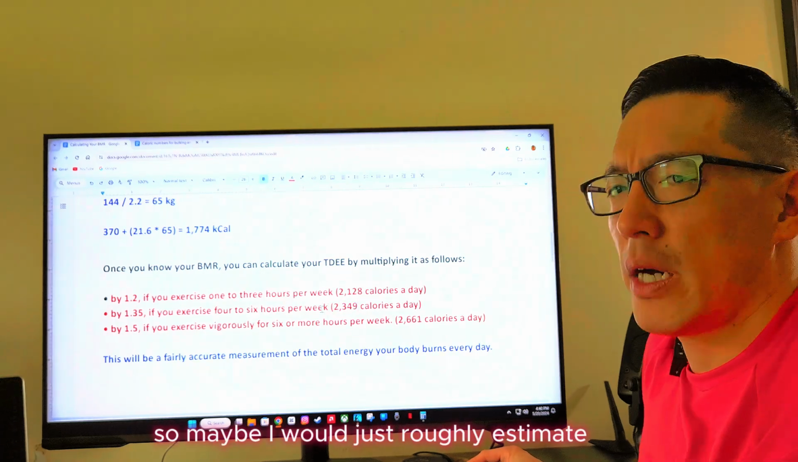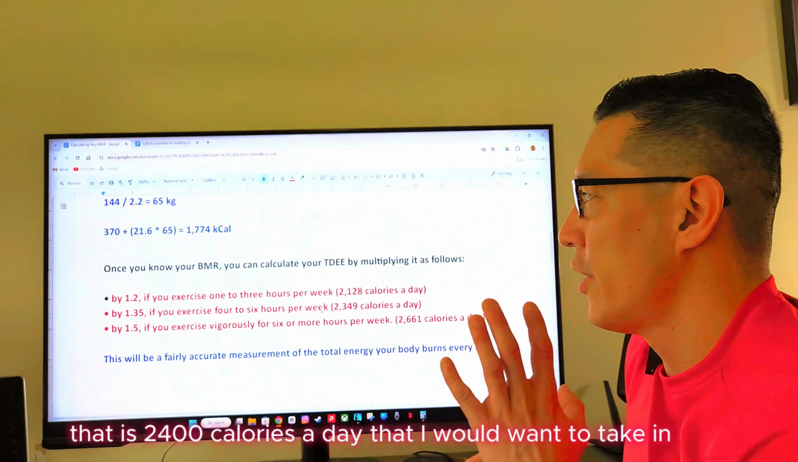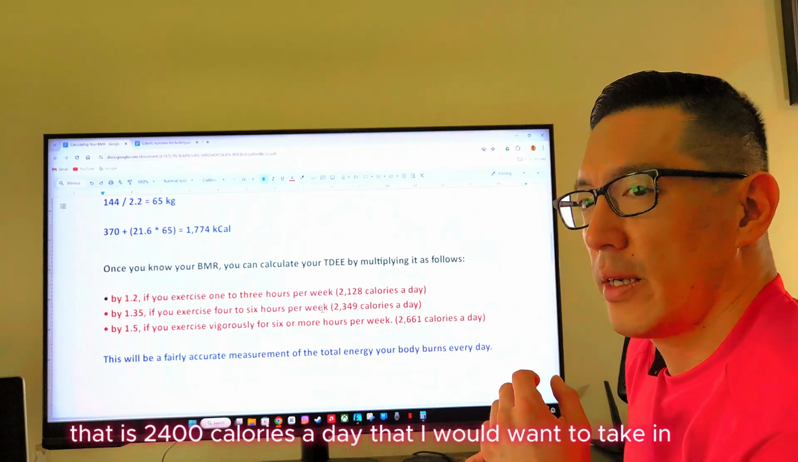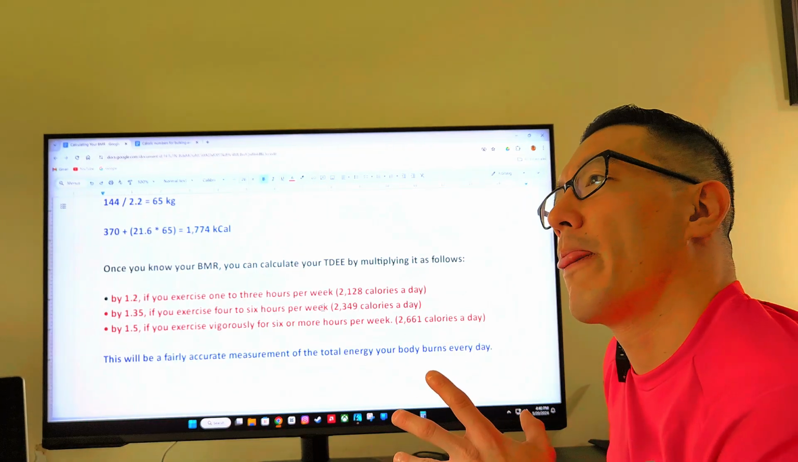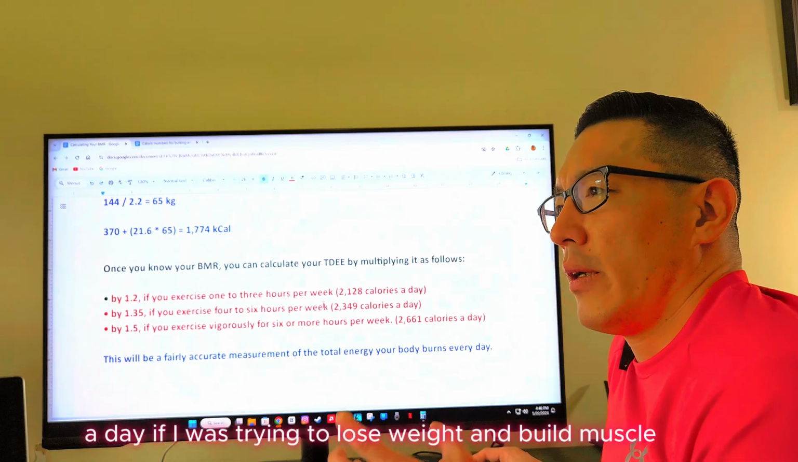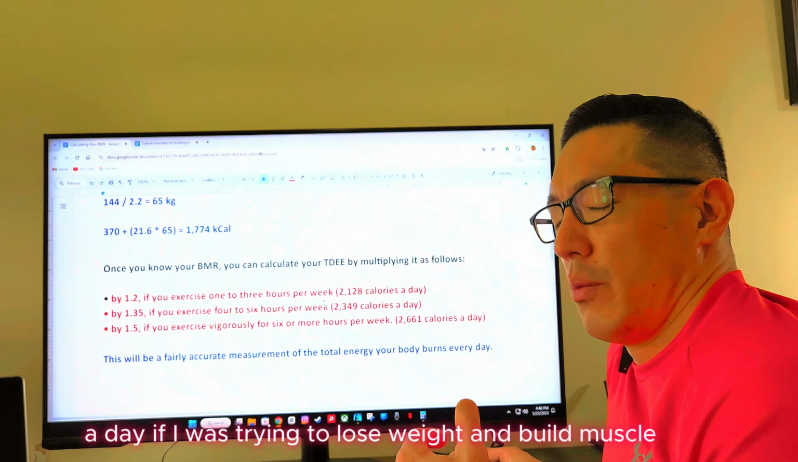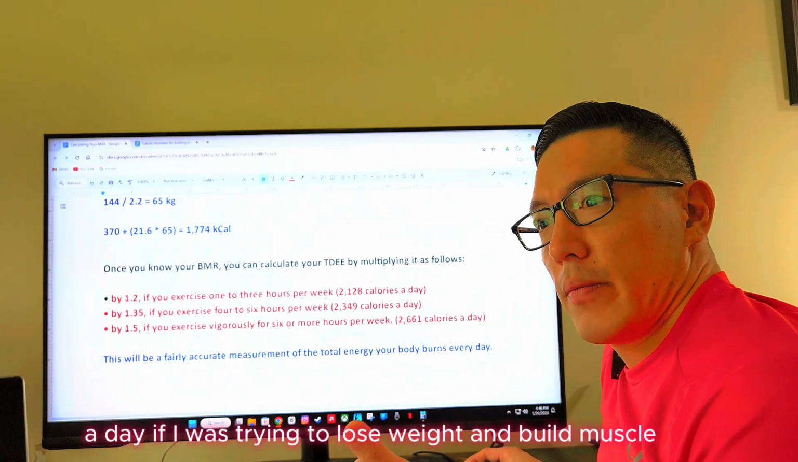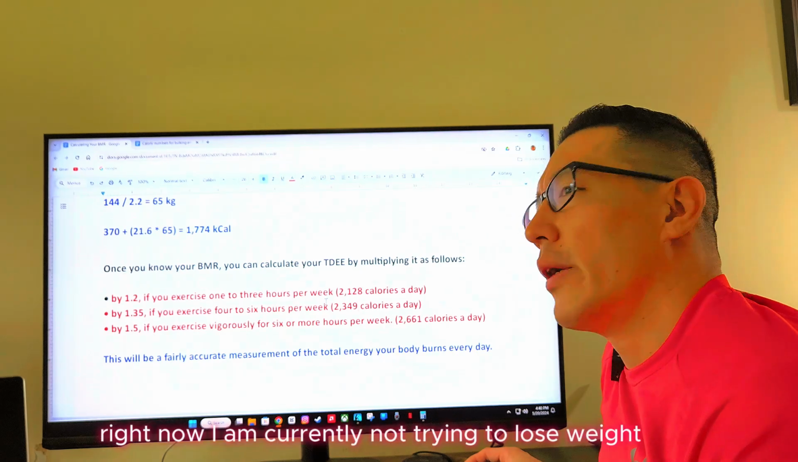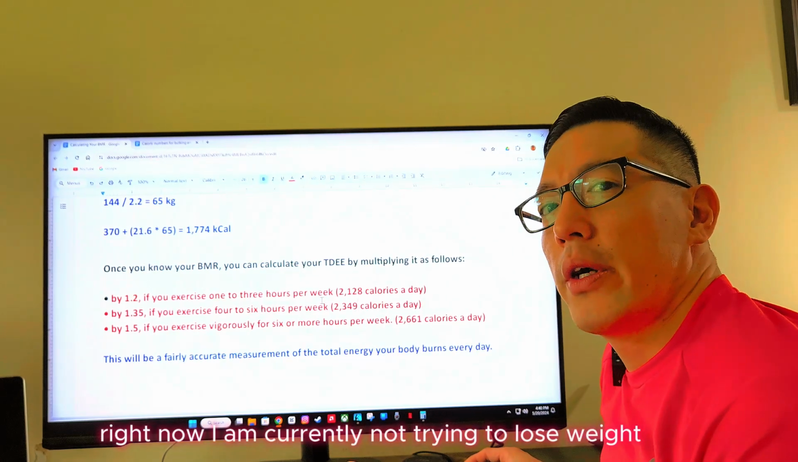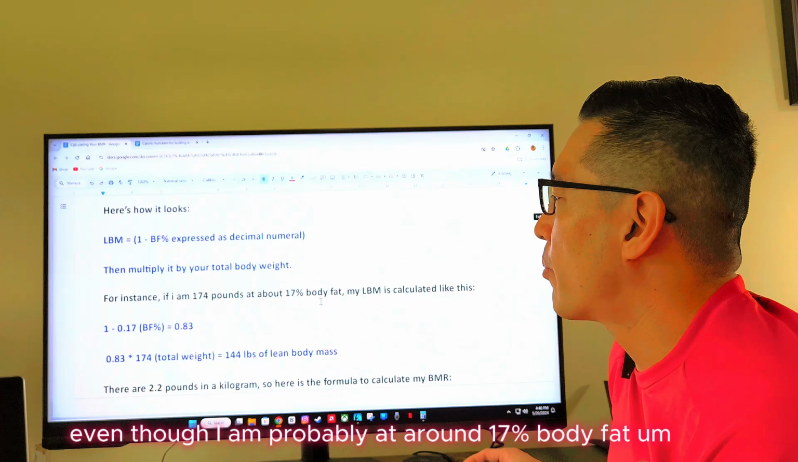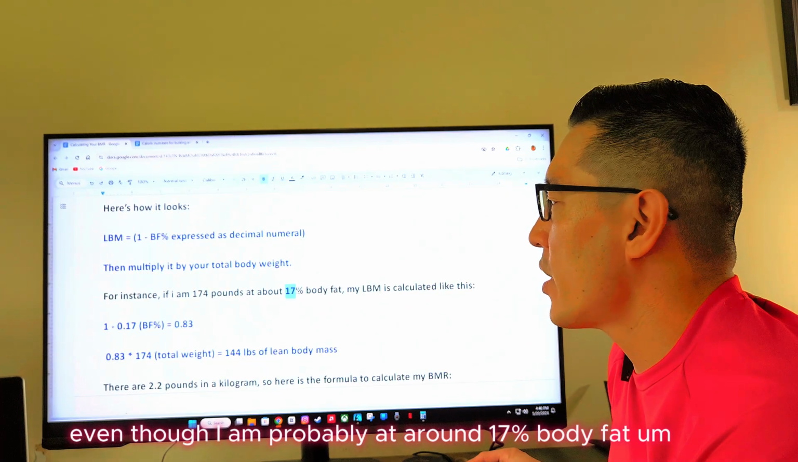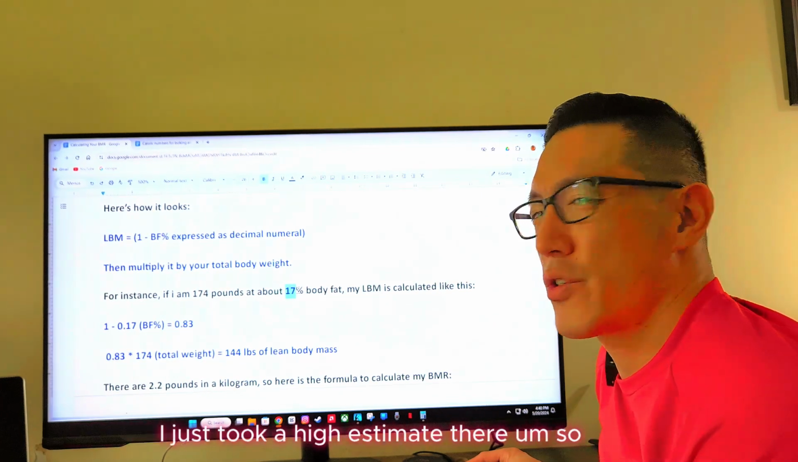So maybe I would just roughly estimate that as 2,400 calories a day that I would want to take in a day if I was trying to lose weight and build muscle. Right now, I am currently not trying to lose weight, even though I am probably at around 17% body fat. I just took a high estimate there.